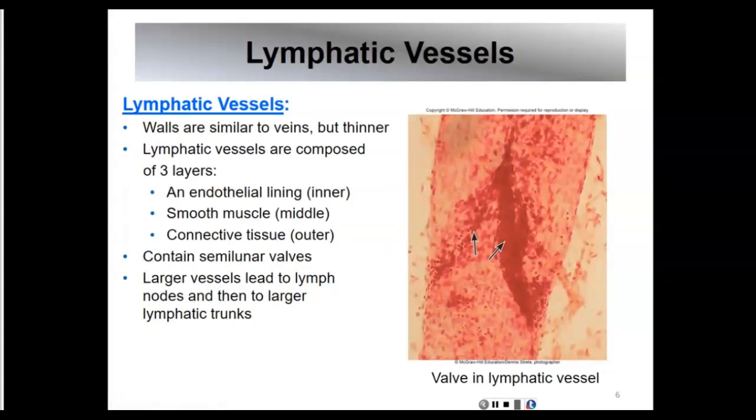A lymphatic vessel is similar to a vein but thinner, and they're composed of an endothelial layer, the very inside, a smooth muscle, and a connective tissue on the outside. They will contain semilunar valves, and their larger vessels lead to lymphatic nodes, then to larger lymphatic trunks from there.